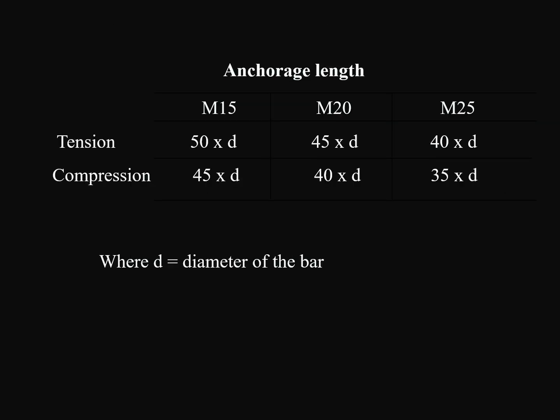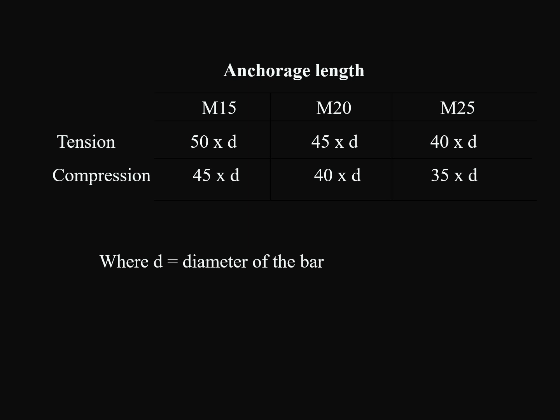Anchorage length for M15, M20, M25. In case of tension, the anchorage length should be 50 times the diameter of the bar. For M20, 45 times the diameter of the bar. For M25, 40 times the diameter of the bar. As the concrete grade increases, the anchorage length gets reduced.